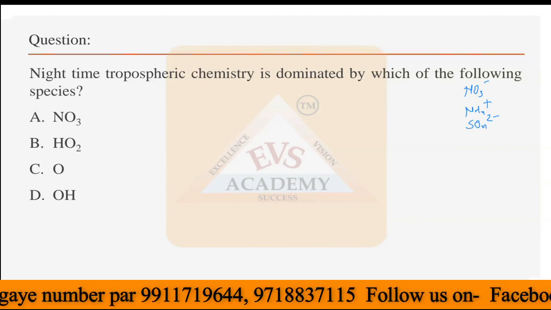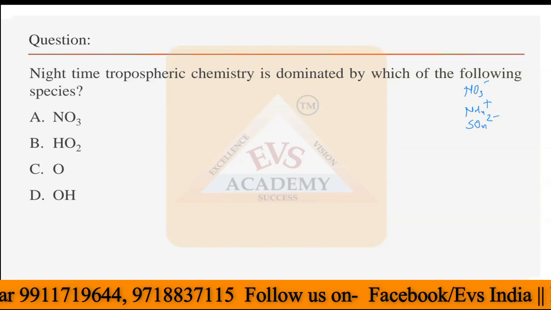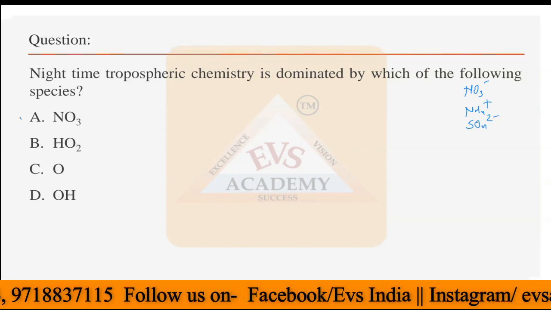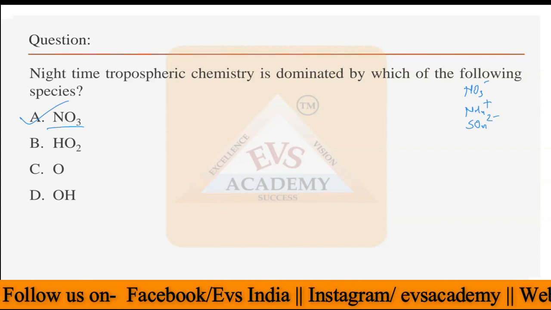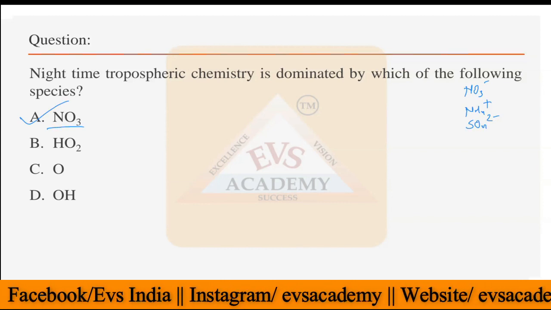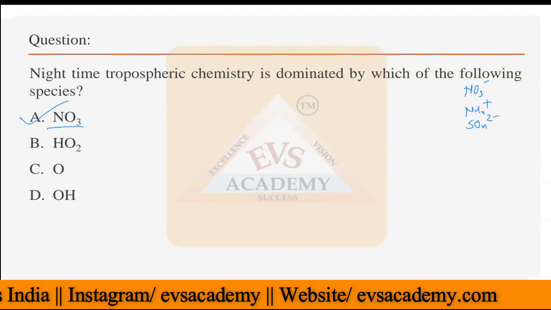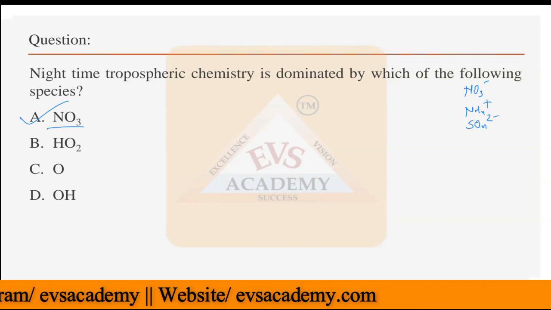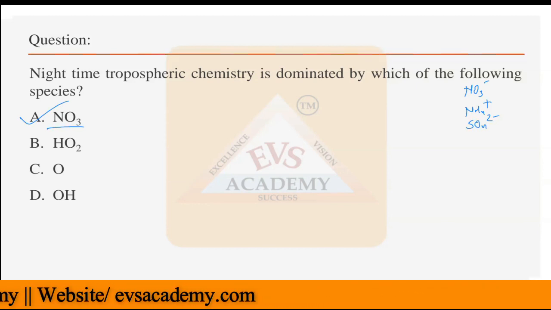So which will dominate during the night time? The same species will dominate during the night time. So option A is the right option, which is the NO3 that we have right now. HO2 and OH, these are the species dominating during daytime, not during the night time. So I hope it is clear to you.